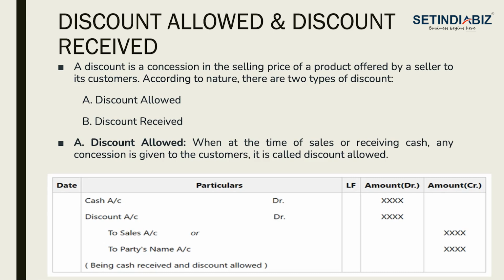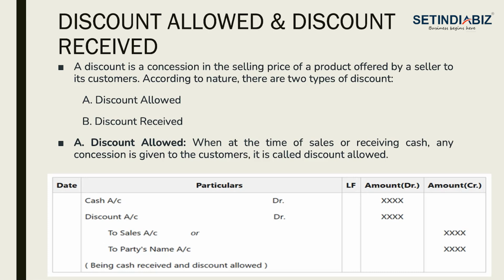So discount allowed is when, at the time of sales or receiving cash, any concession is given to the customers. When I'm selling goods on cash, right, and I'm giving discount to my customers, cash account is debited for the actual amount of cash being received. Discount I'm giving to them is debited because discount is basically my indirect expense that I'm incurring, right? I'm giving discount, so it's my expense basically.